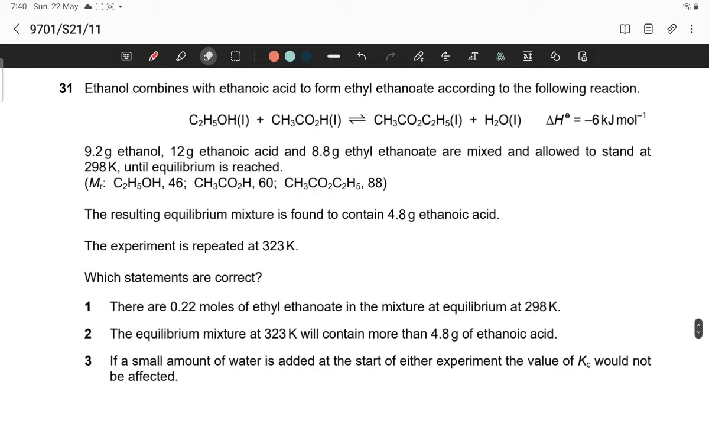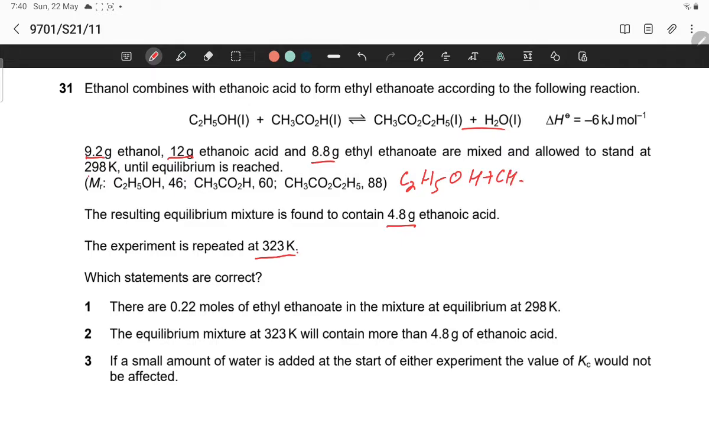Question number 31. Ethanol combines with ethanoic acid to form ethyl ethanoate according to the following reaction. 9.2 gram ethanol, 12 gram ethanoic acid and 8.8 gram ethyl ethanoate are mixed and allowed to stand at 298 Kelvin until equilibrium is reached. The resulting equilibrium mixture is found to contain 4.8 gram ethanoic acid. The experiment is repeated at 323 Kelvin. Which statements are correct? This is 9.2 gram, 12 gram and 8.8 gram mixed and allowed to stand at 298 Kelvin.